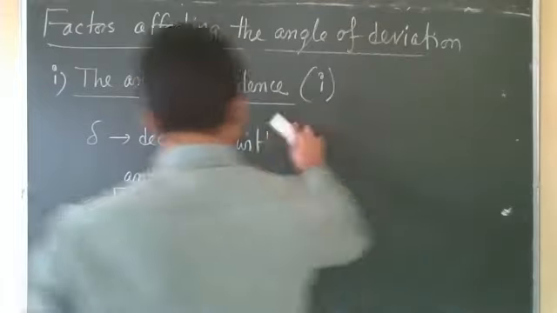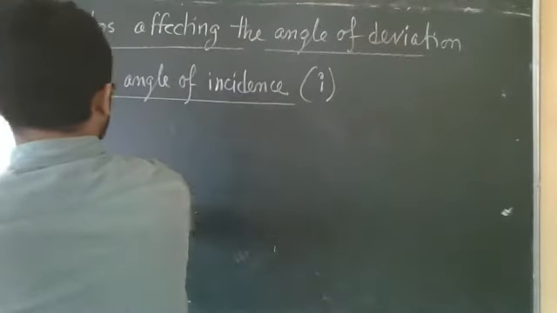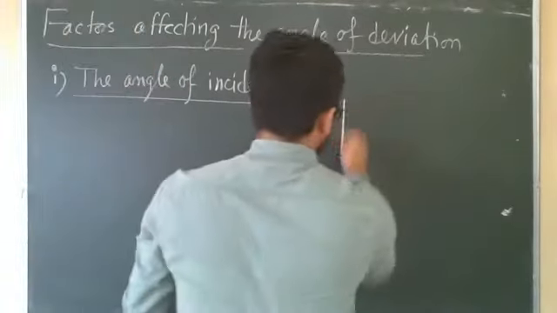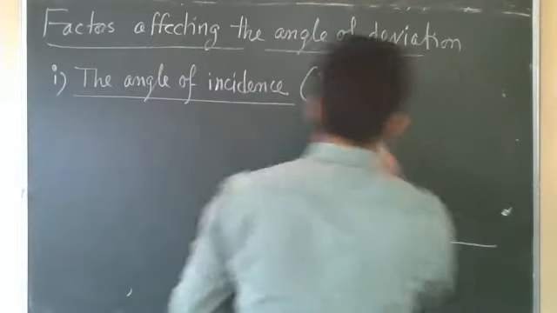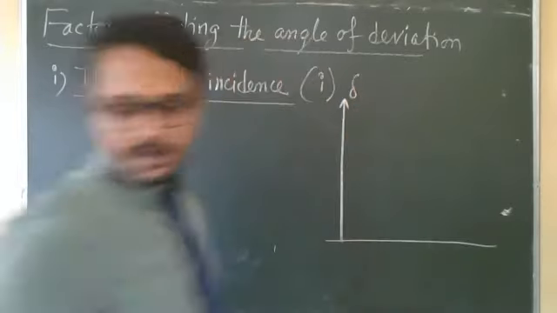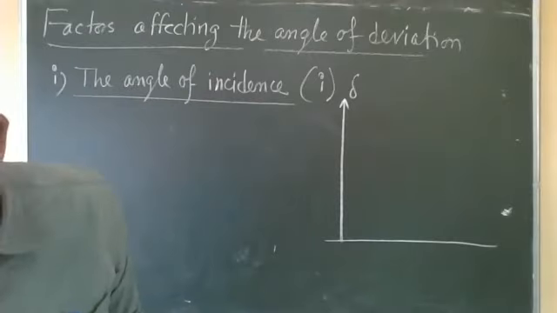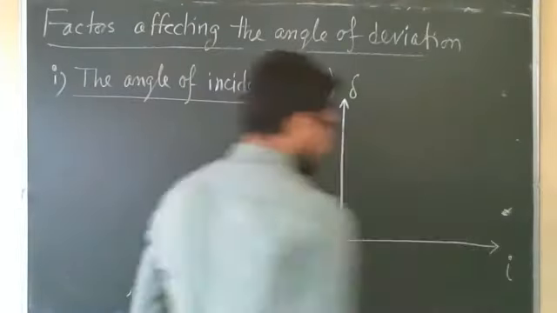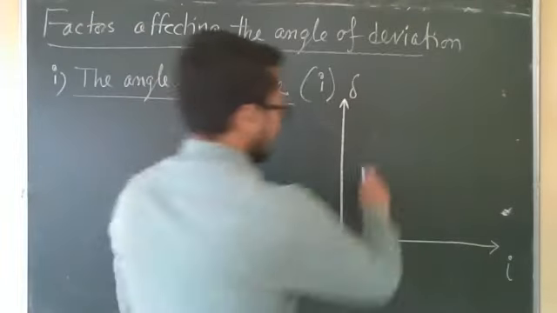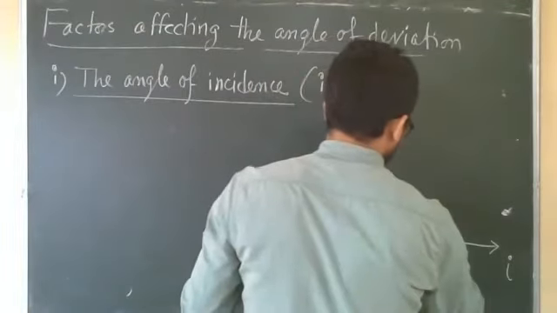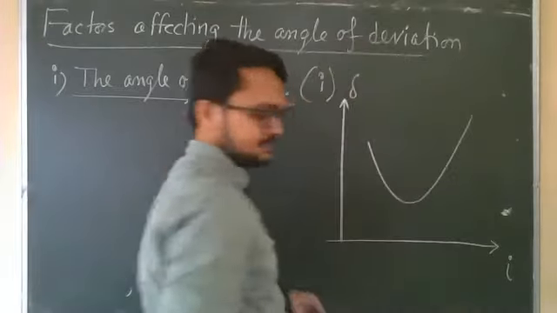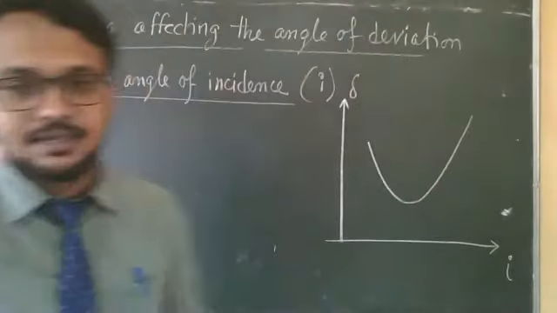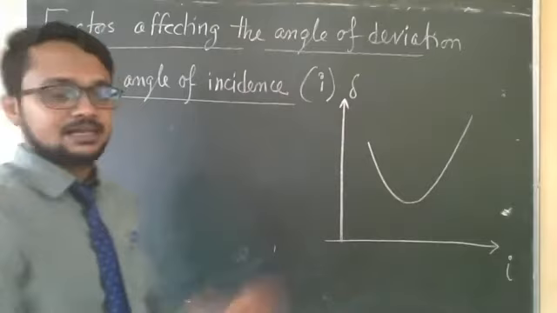So come to the graph. Mark graph one also. The graph is between delta, the angle of deviation, and the angle of incidence. The graph will look like this. It is completely an experimental graph.